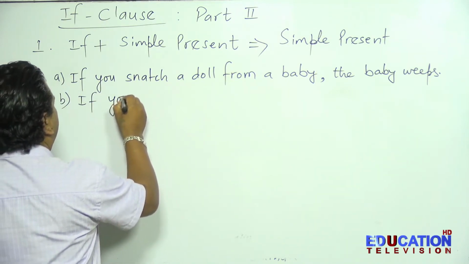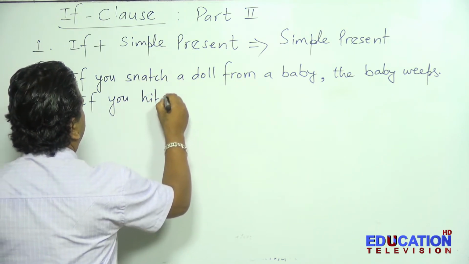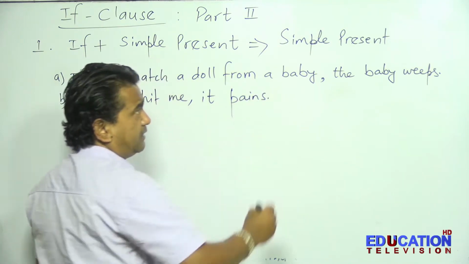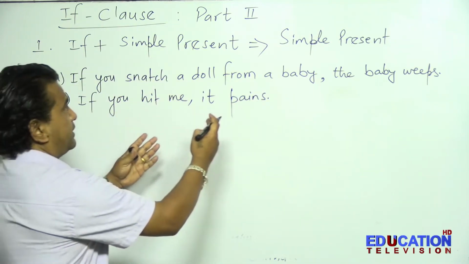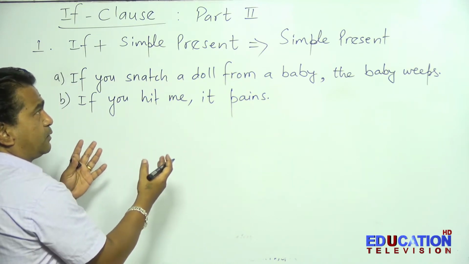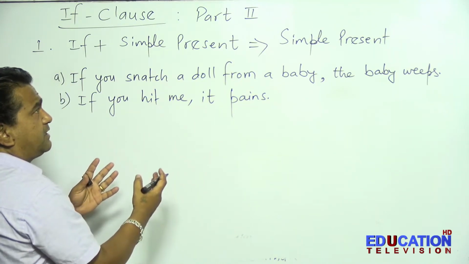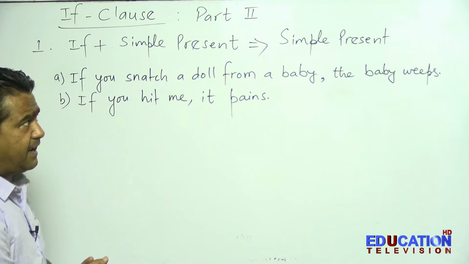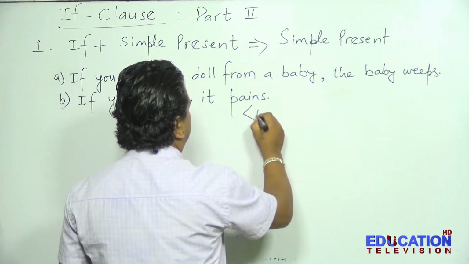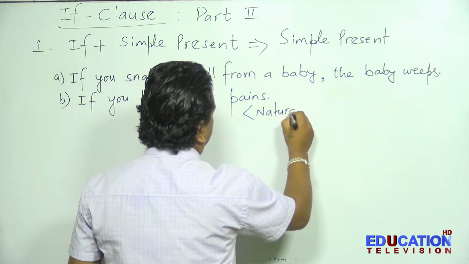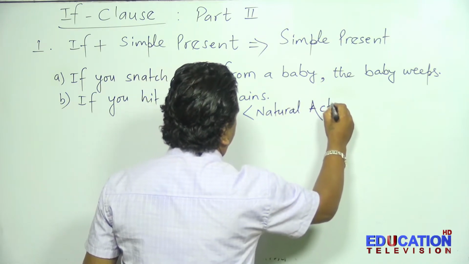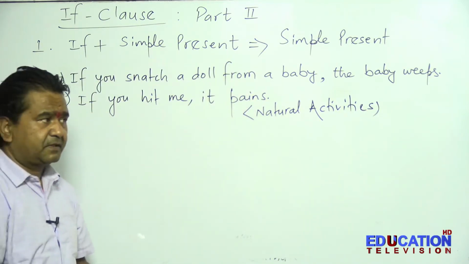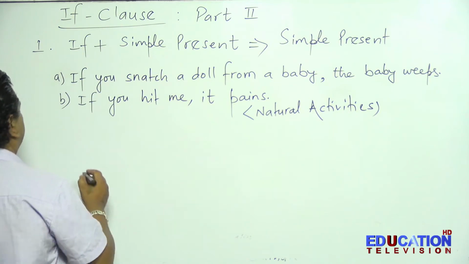If you hit me, it pains. You cannot say it will pain. You must say it pains. If you hit me, it pains. So what do these two sentences indicate? These two sentences indicate that if one side is natural, the other side also must be natural. So these are natural activities. This is one condition in which both sides have simple present. Well, let us see the next example.